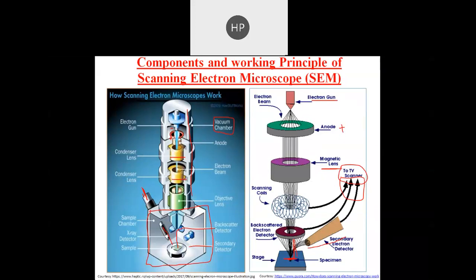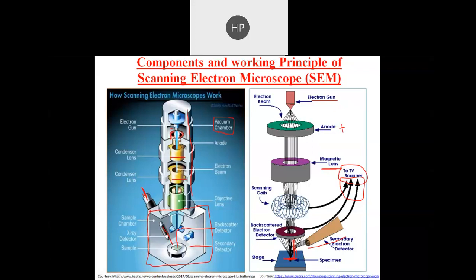So today we are going to discuss the basic requirements and working of each and every component of the scanning electron microscope. And this schematic diagram is very important. Whenever a question is asked in the exam regarding the working principle of SEM, you have to draw this basic diagram because it is a simple and effective diagram.